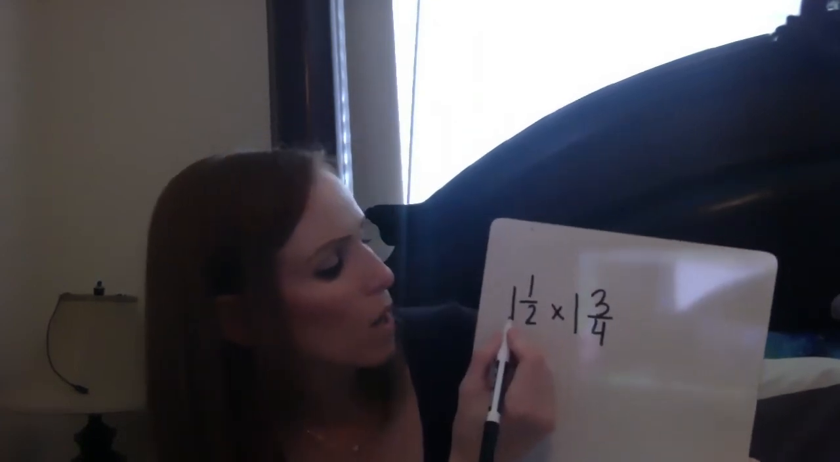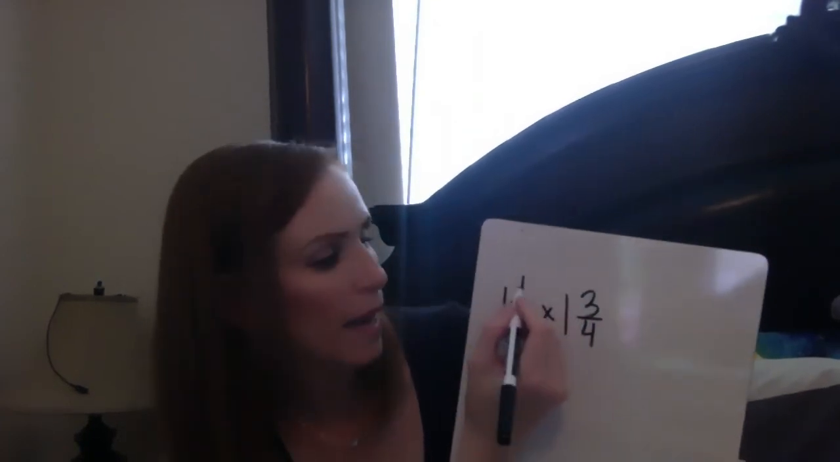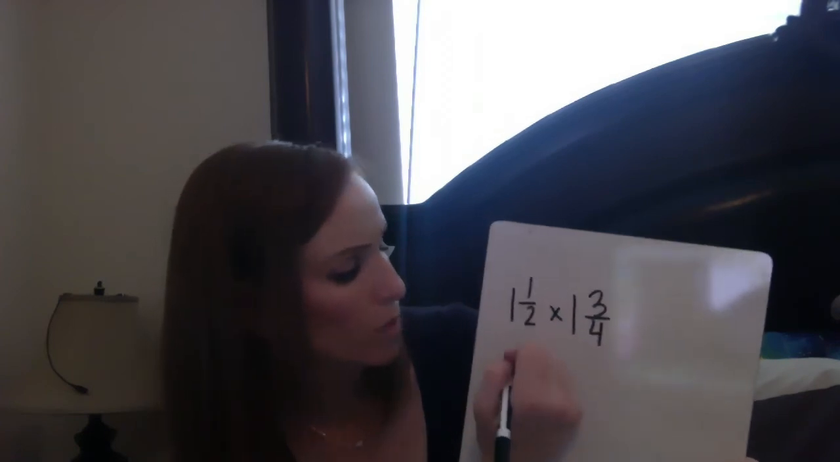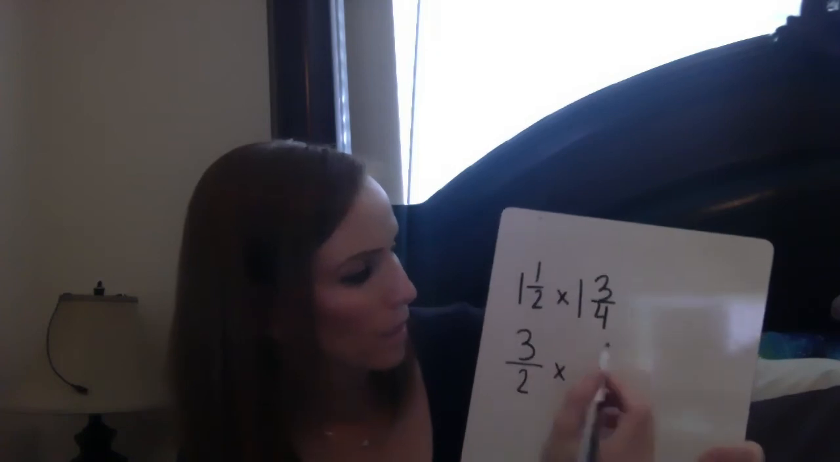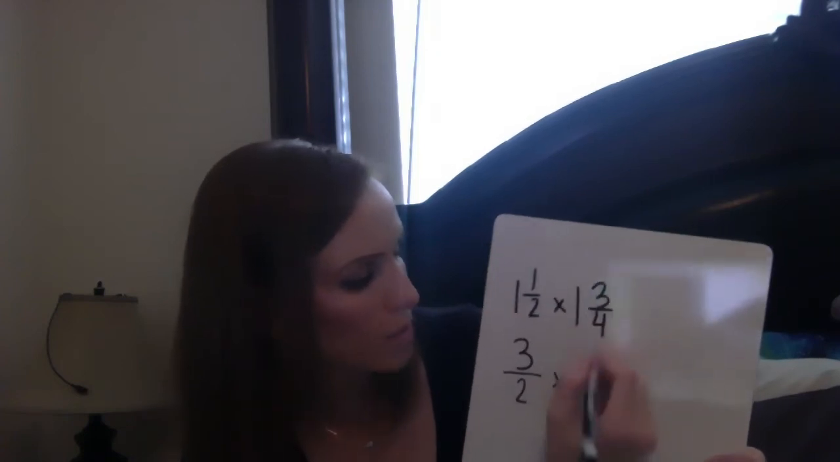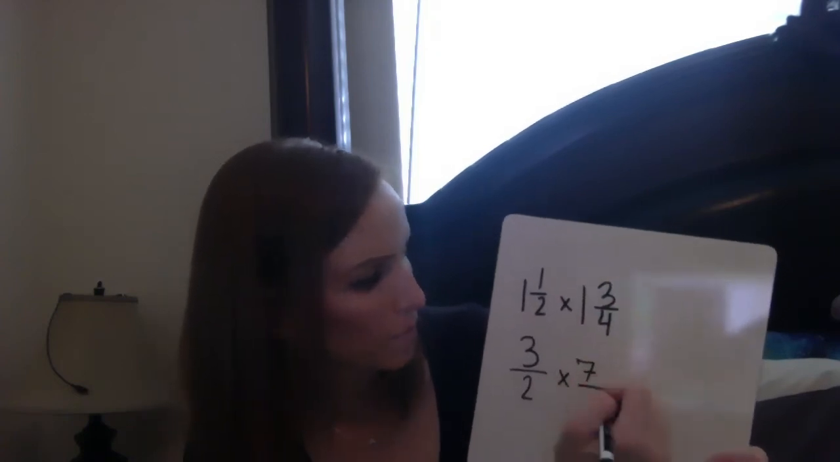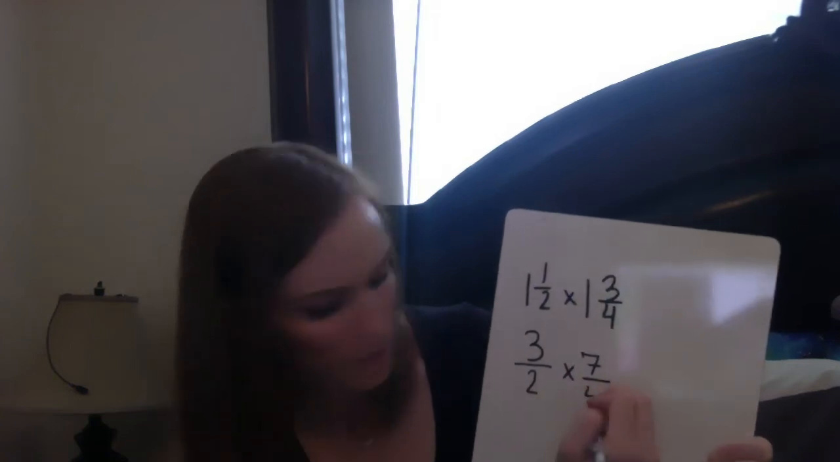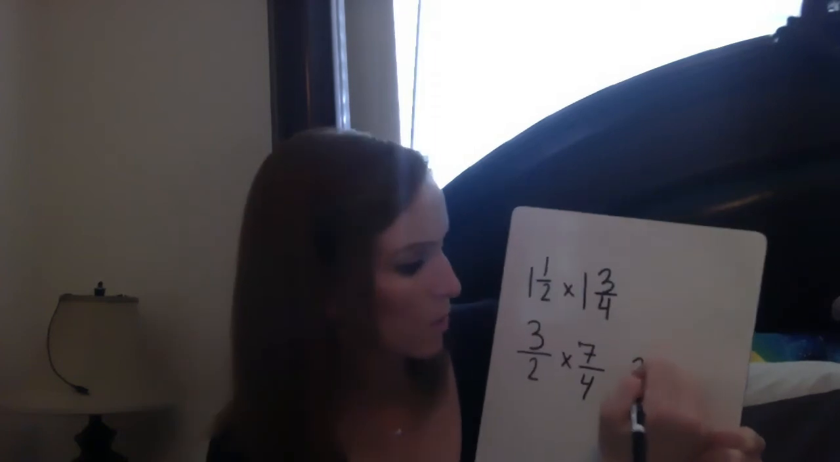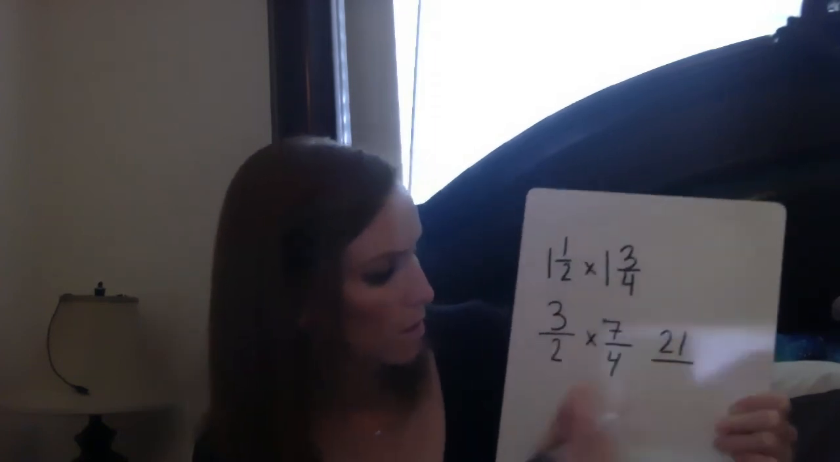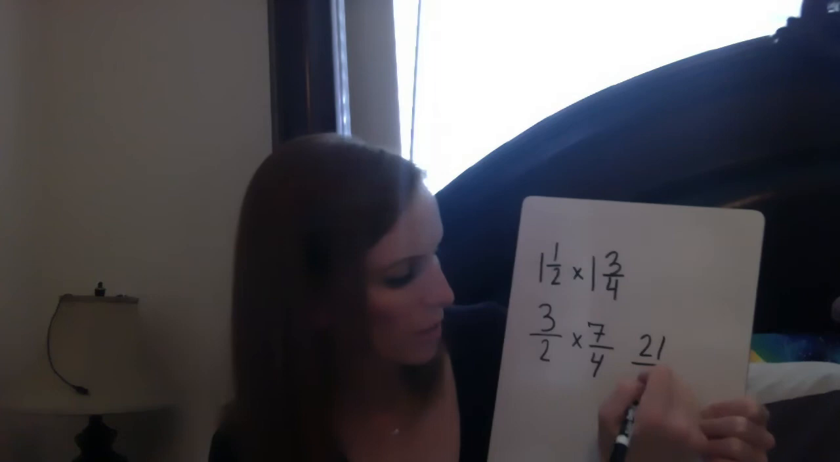2 times 1 is 2, and then I add the numerator, so 2 plus 1 is 3. Keep my denominator the same. Multiplied by 4 times 1 is 4, plus 3 is 7. And then I keep my denominator the same. Okay, then I'm going to multiply. 3 times 7 is 21. 2 times 4 is 8.